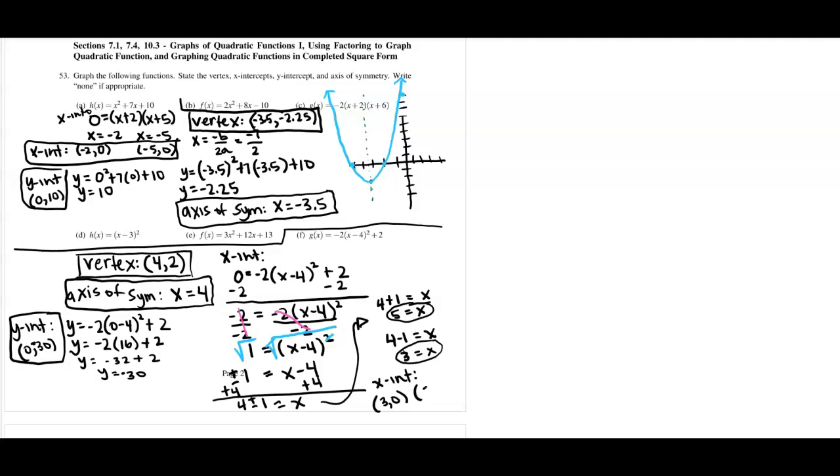Okay, so I know this looks kind of weird here, but what we really have is 4 plus or minus 1 equals x. Okay, but let's think about what this is really saying. It's saying 4 plus 1 equals x, but then it's also saying 4 minus 1 equals x. So we get x equals 5, and x equals 3. All right, so our x-intercepts, we write those as ordered pairs. We'd have 3, 0, and 5, 0.